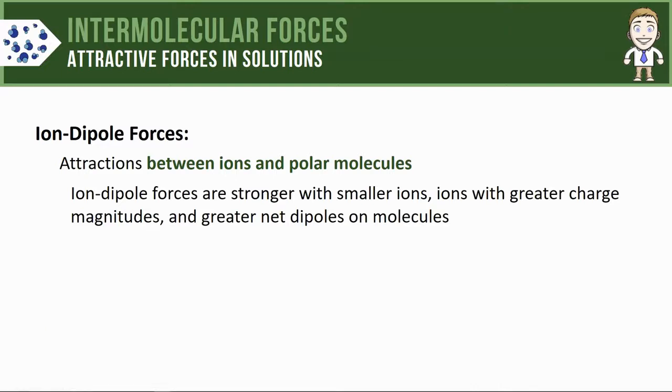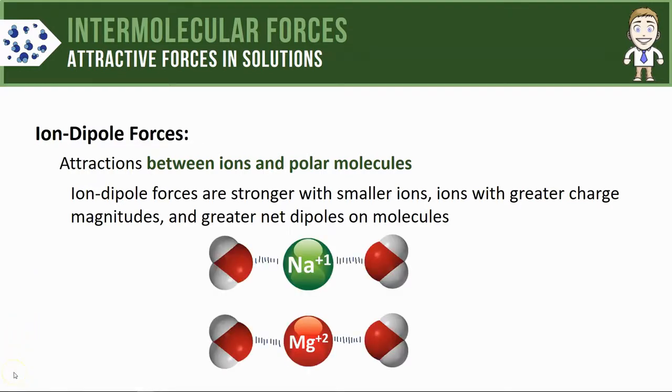Ion dipole forces are going to be stronger in three scenarios. One of them is smaller ions. The other one is ions with greater charge magnitudes, and the last one is greater net dipoles on the molecules. This model shows the ion dipole forces that might form between sodium and magnesium cations and some water molecules. Since the magnesium ion has a +2 charge, that means it has a greater charge magnitude than the sodium does. It also happens to be a smaller cation. Both of those things suggest that the attractive force between magnesium and the water molecules will be stronger than the attractive forces between sodium and the water molecules.